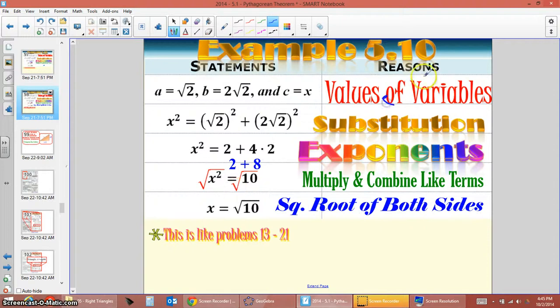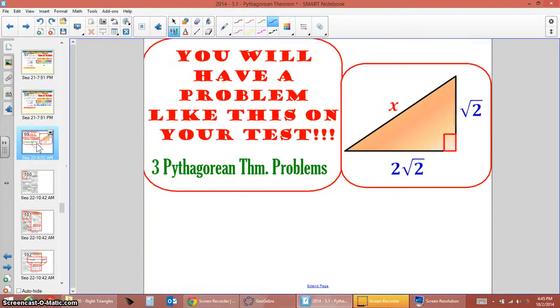All right, so right here, again, I find my variables. I plug them in. I go ahead and I take a look. I say, okay, root 2 squared is 2. 2 root 2 squared is 2 times 2, 4, and root 2 times root 2, which is 2. I add them together to get 10. I square root both sides, and I get x equals the square root of 10. So right here, we're going to have 3 problems like this on the test. Be very comfortable with this type of question.